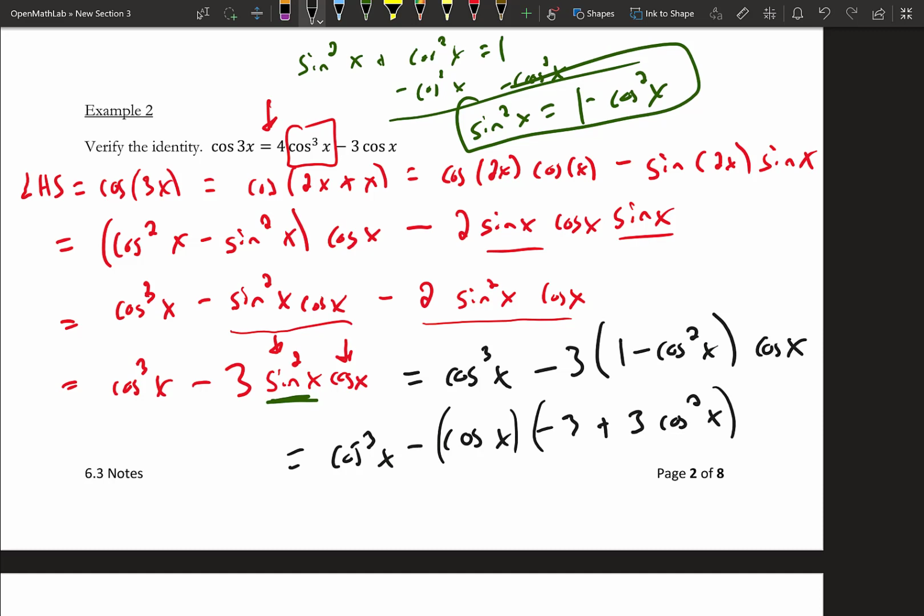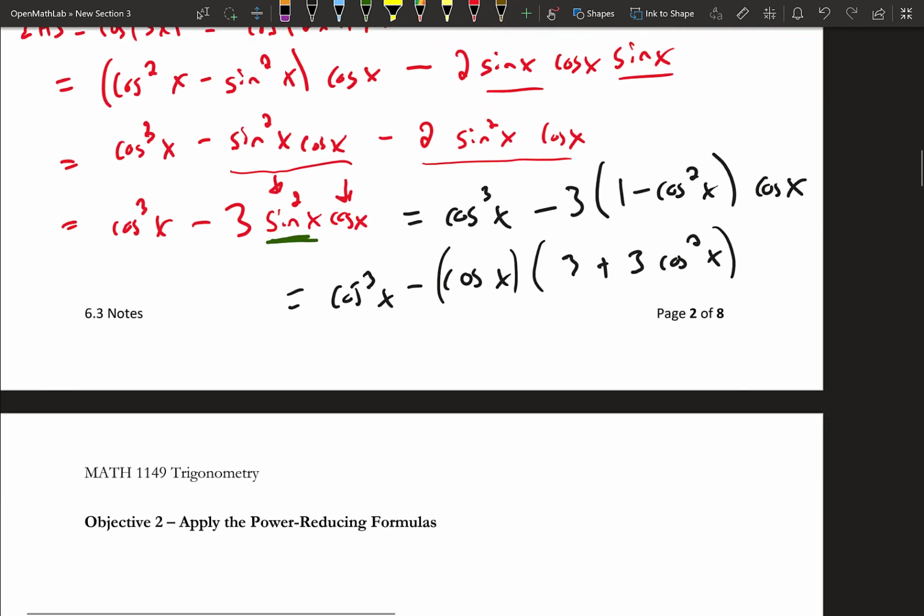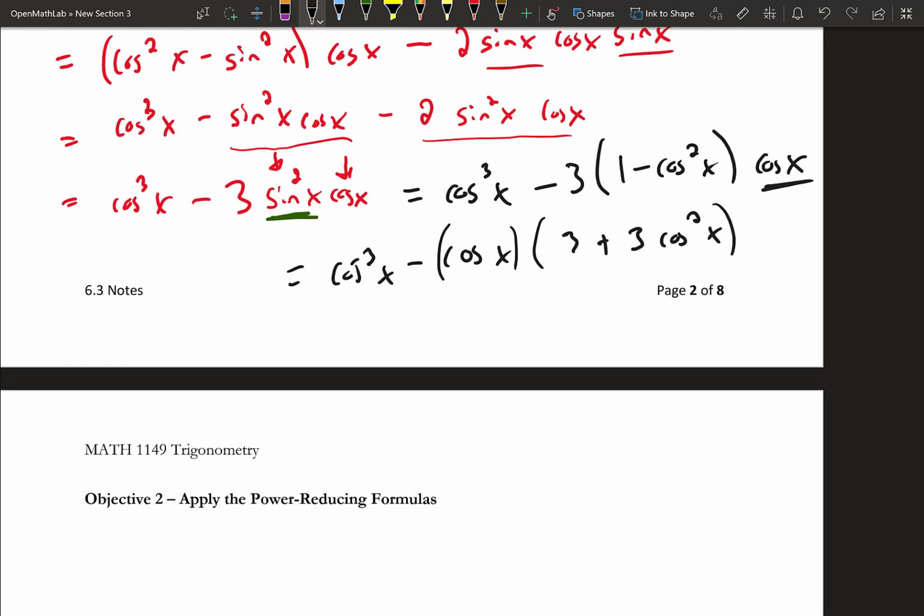I'll do minus. Just make that 3. Right. There. So we still have this cosine x being multiplied all times this, right? So now when I distribute that through, we'd have cosine cubed x minus, so cosine x times 3 would be minus 3 cosine x, and then cosine x times 3 cosine squared x would be plus 3 cosine cubed x.